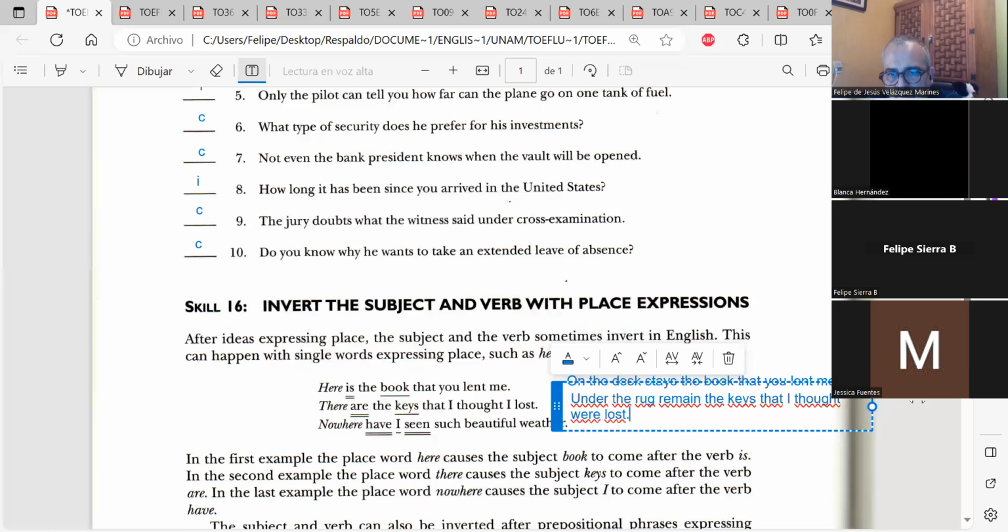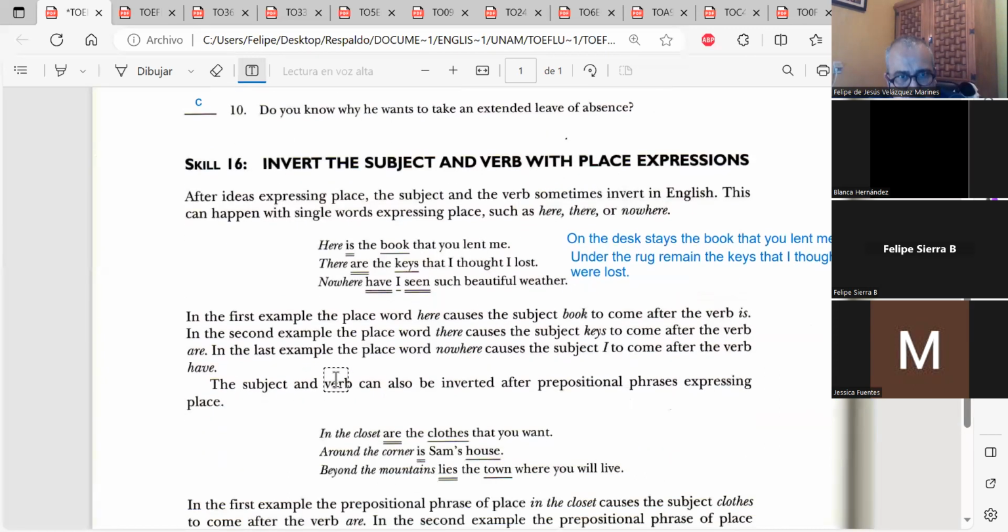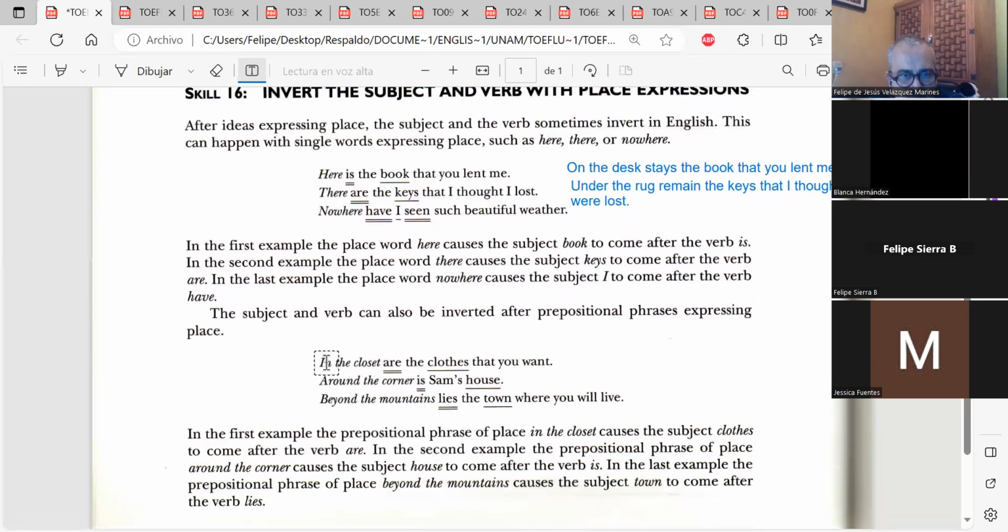You see, under the rock remain the keys that I thought. So we are going to use parallel structure. What is it? Place, verb, subject. Place, verb, subject. But in this case, place, verb, subject.